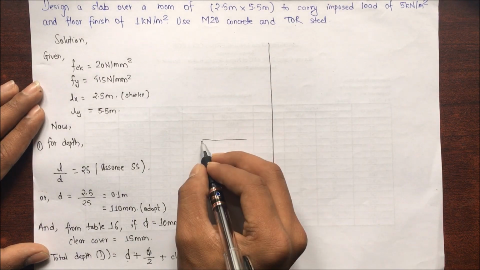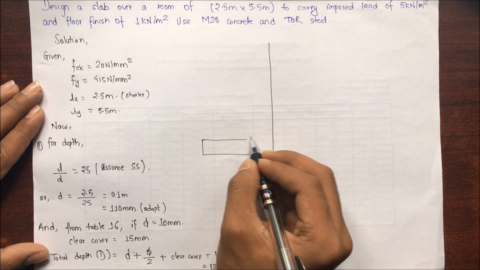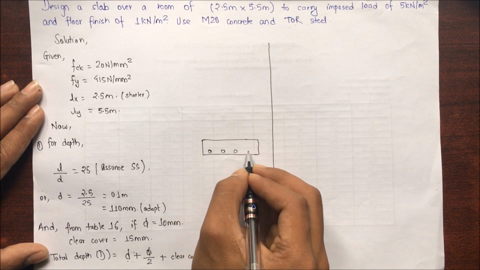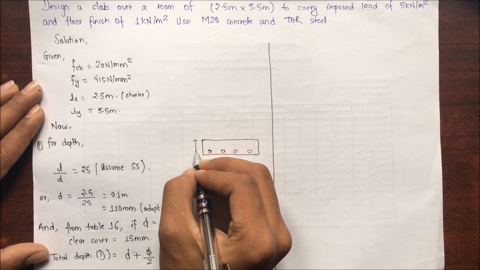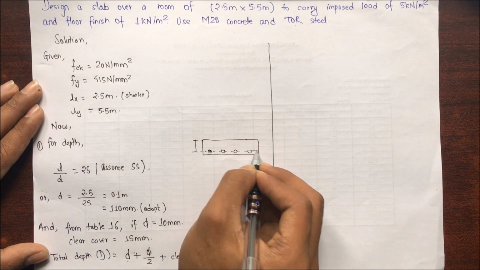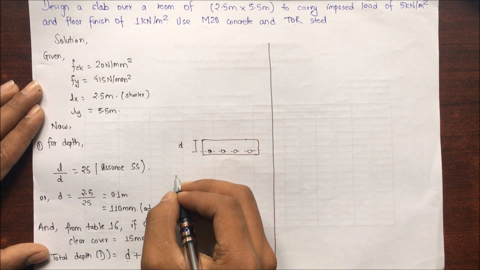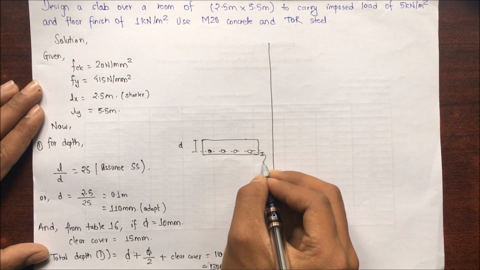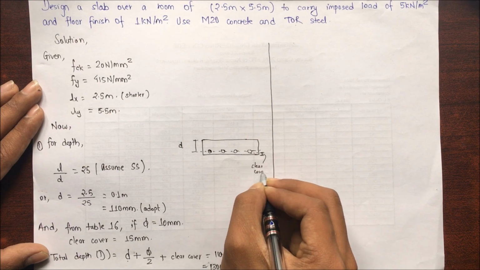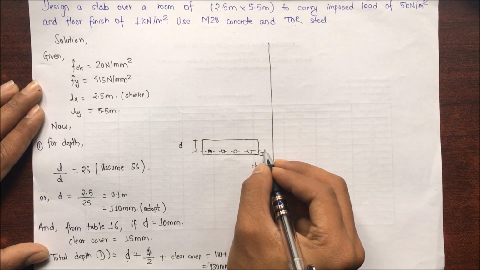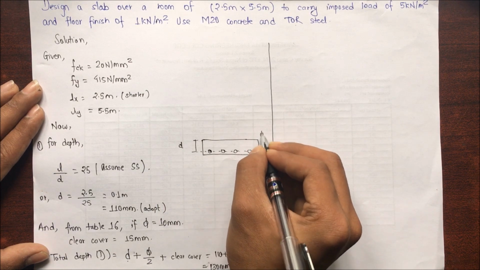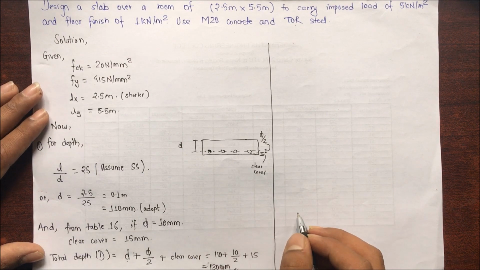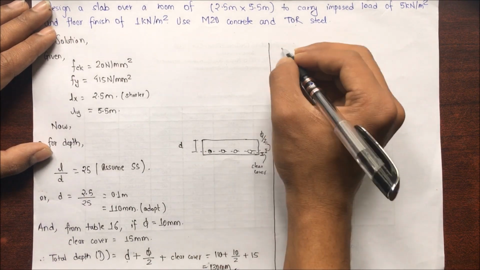Now let us draw the section. So these are the bars that I place. Let me make you clear about the total depth. This is the effective depth considering half of the bar size, and this is the clear cover, excluding the bar size and the half bar size, that is, bar size by 2. So now as a whole you can understand the concept of total depth.